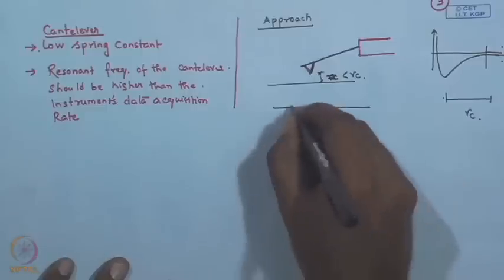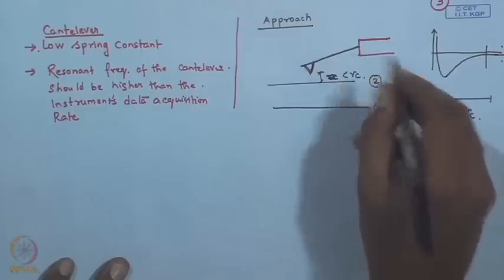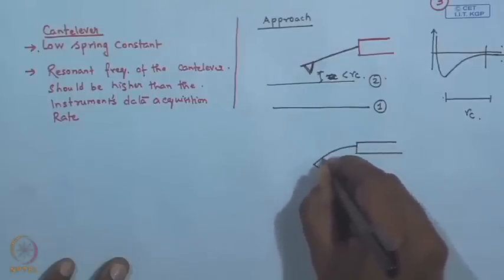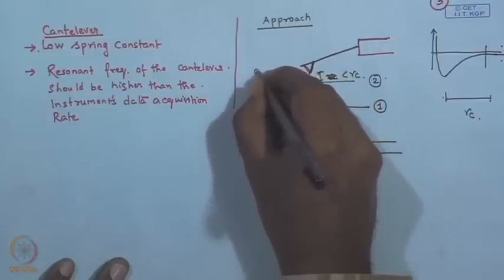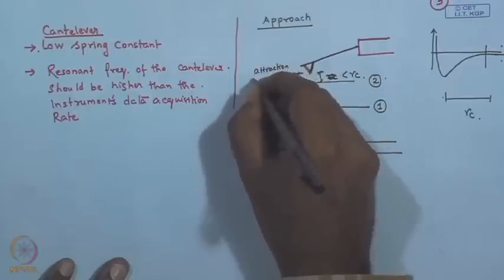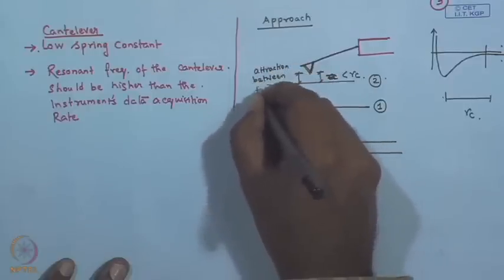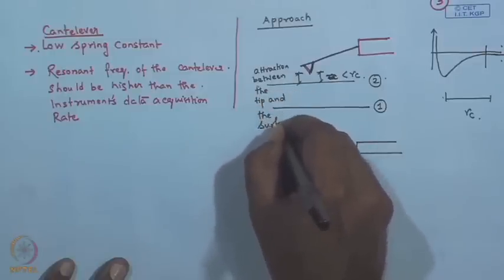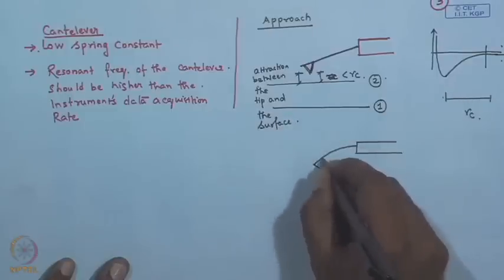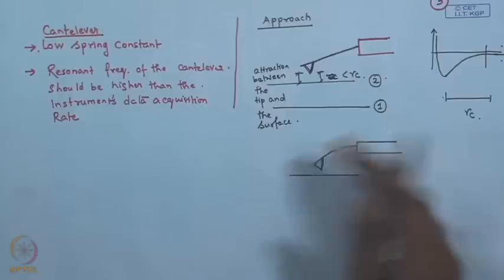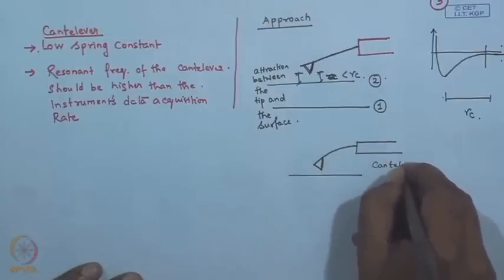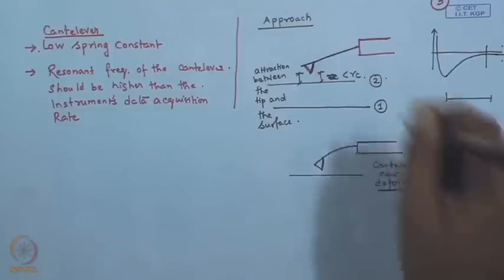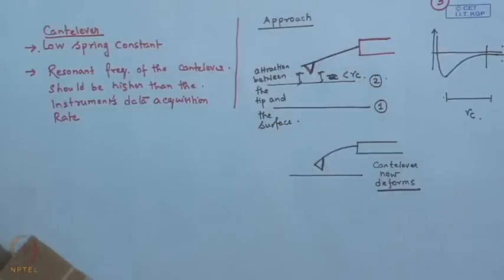Then what will happen? This was the first location. Now let's say you have taken it closer. Because of the intersurface attraction, the cantilever will deform. So this is the mechanism. There is an attraction now between the tip and the surface, and because of that attraction, the cantilever now deforms. This is what is first meant by the tip senses the force across the sample.